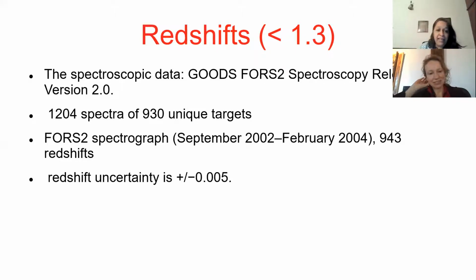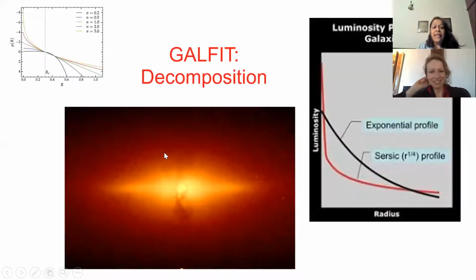For that area, and therefore for some of the objects which we had, we could actually get redshifts, right? And the spectrograph is an excellent instrument. The uncertainty in redshift is in the third decimal place, right? It's so good. The next step which we did is we did GALFIT decomposition.